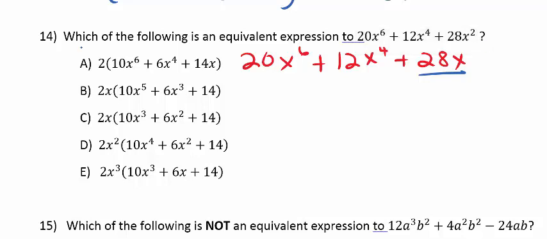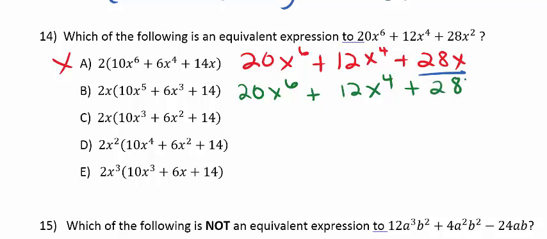So this one is not it. Now we're going to go ahead and multiply in B 2x by every term, and we're going to get 20x to the 6th. Here we're going to add the exponents of x and x to the 5th. And then 2 times 6 is 12. Adding those exponents, I get x to the 4th. And then 2x times 14 is going to be 28x. And again, in this one, 28x is not the same as 28x squared here. So this one is not it either.